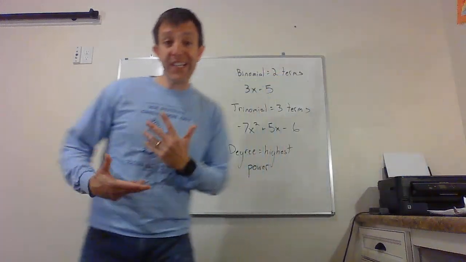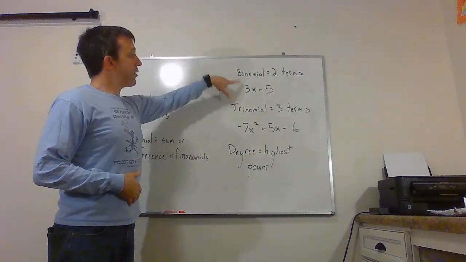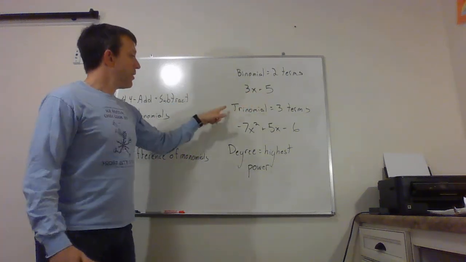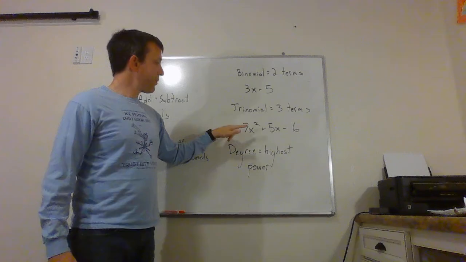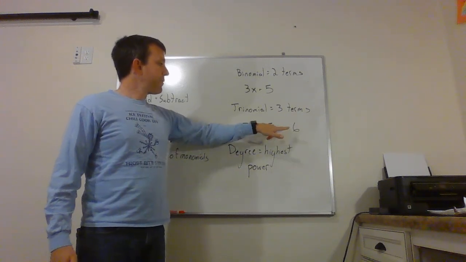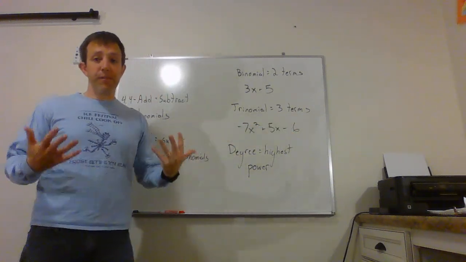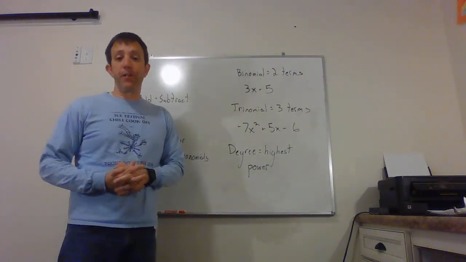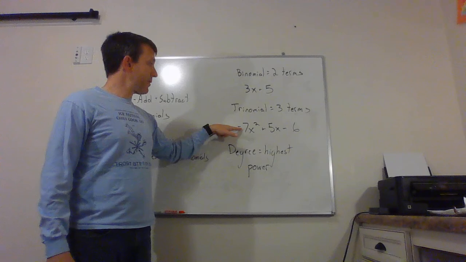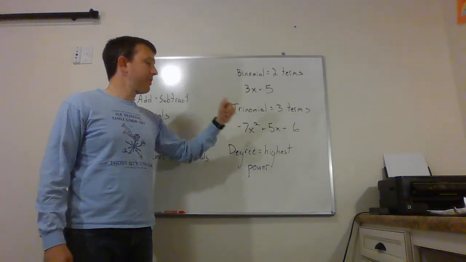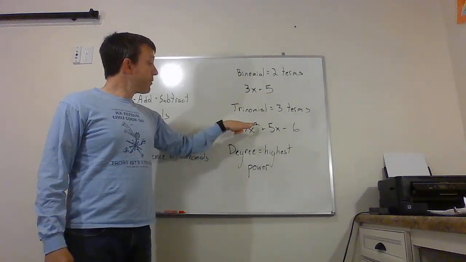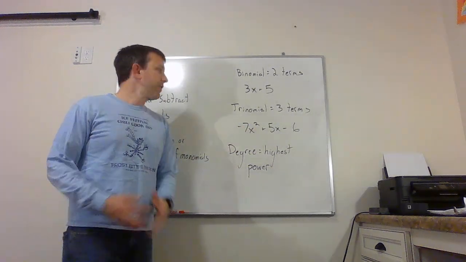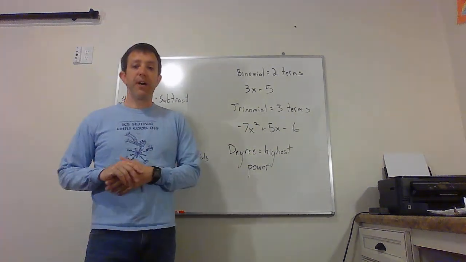So we have some different kinds of polynomials. We have binomials, which are just two pieces. Here I have 3x plus 5. Trinomials have three terms, so we have negative 7x squared plus 5x minus 6, right? Three parts. The degree is just the highest power that your polynomial has. So for instance, on this last one here, the negative 7x squared plus 5x minus 6, the degree is 2 because that's the highest power. And so degrees are great. They're really easy to figure out. Just find the biggest power.